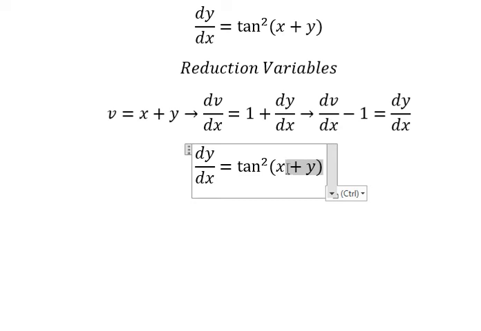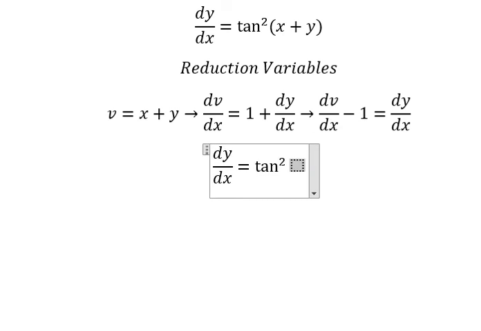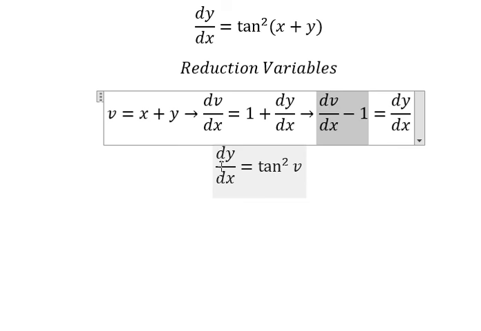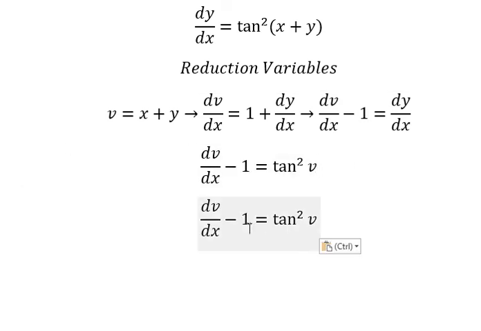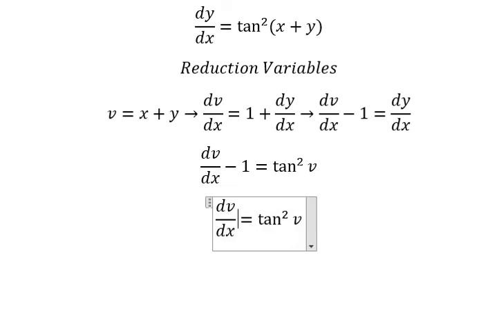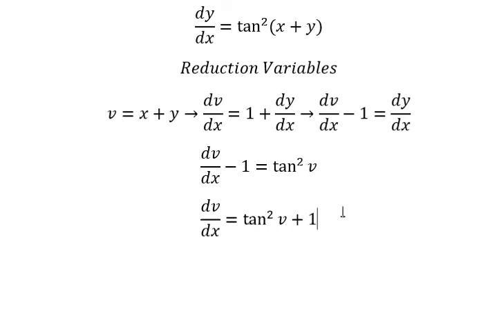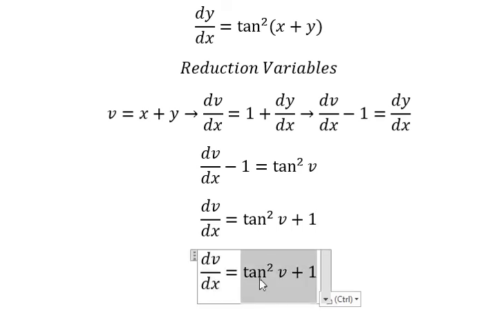So this one we change by v. This one we change by this one. So negative 1 we put on the right. And tan v squared plus 1 we put on the left. dx we put on the right.